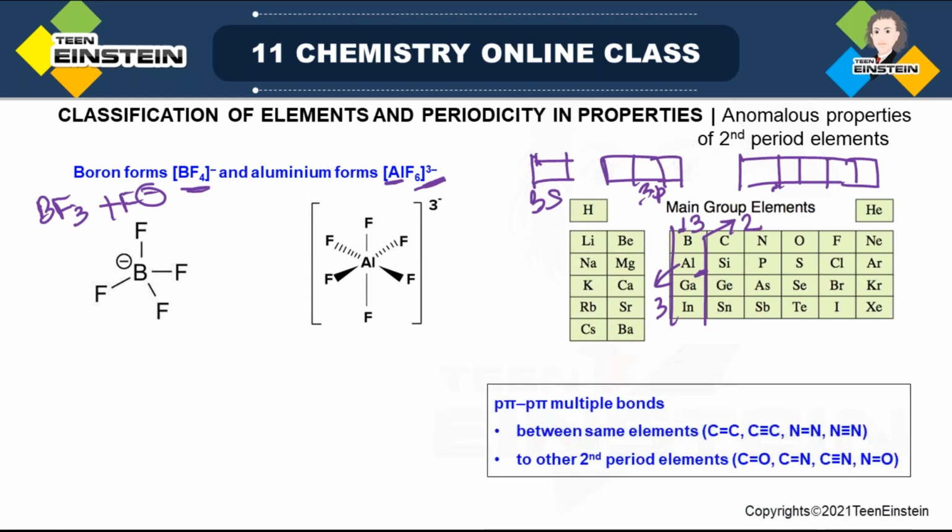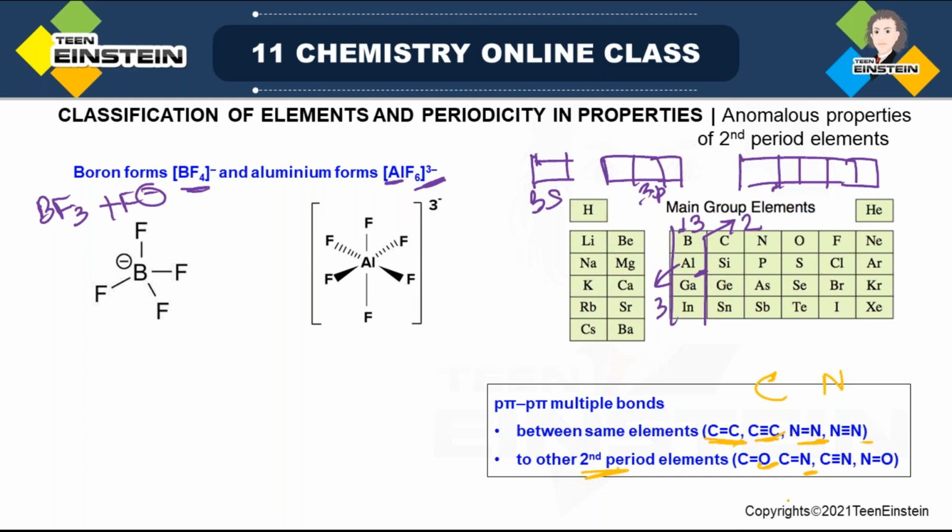Next, as it is mentioned in the previous slide, they can form pi multiple bonds. So if you look at these bonds that are written here, C=C double bond, triple bond, that means carbon, nitrogen, they are from second period, right? So they can form this type of bonds between similar type of atoms, but they can also form with other second period elements. So carbon can form double bond, triple bond with the similar atom, that is same carbon, but it may be any other element. But see, whatever atoms are mentioned here, all are basically from second period. Okay, so they can form multiple bonds between same element or to any other second period element.